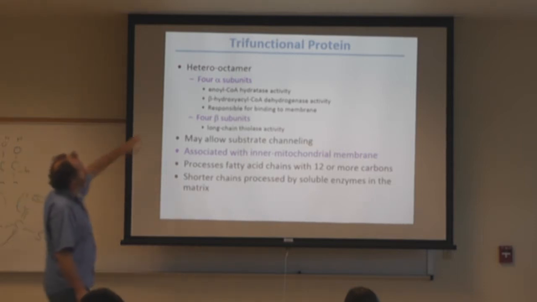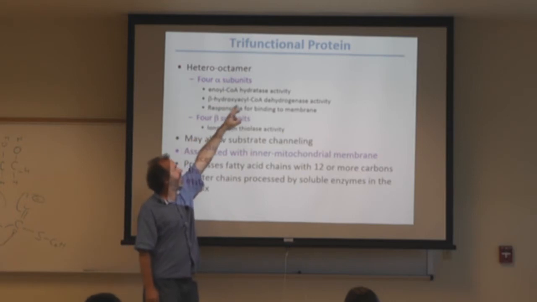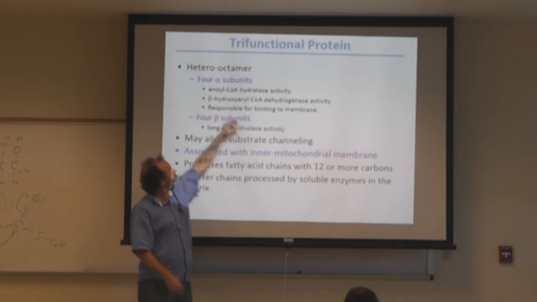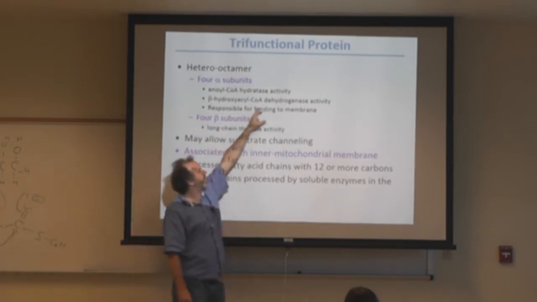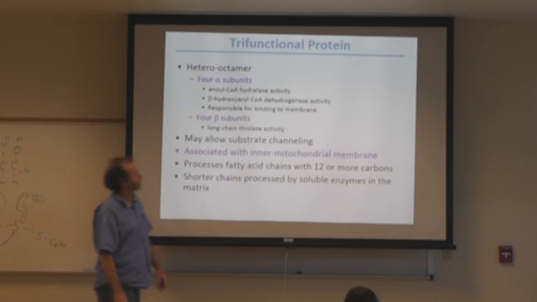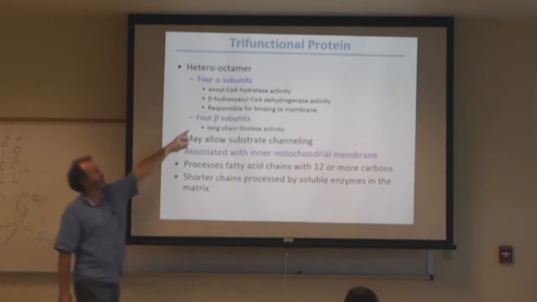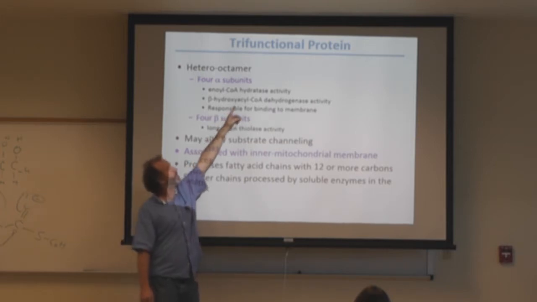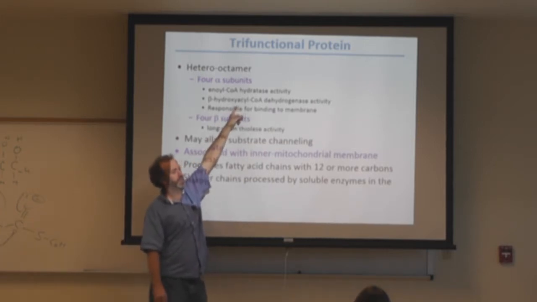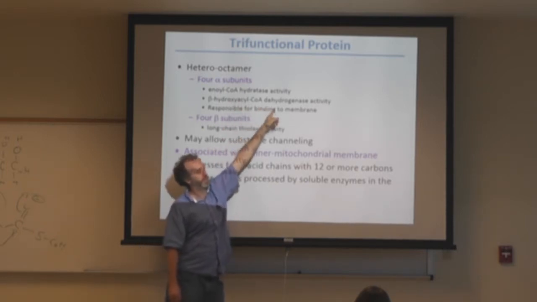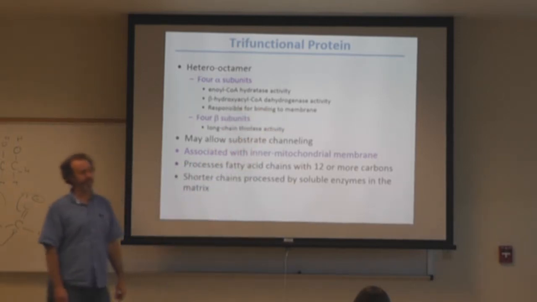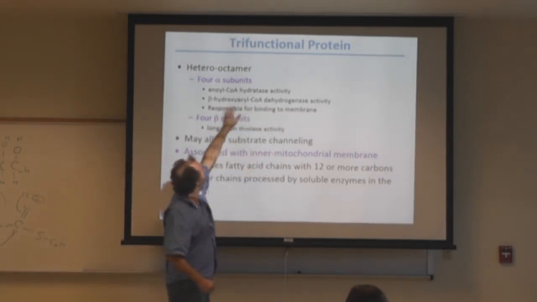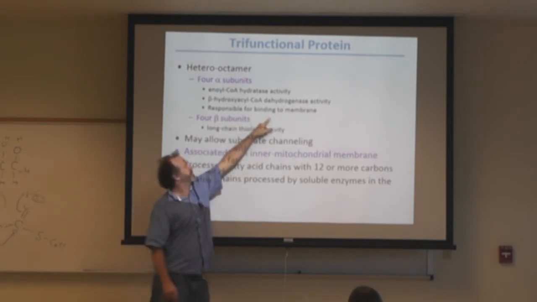So it has 4 alpha subunits that contain the enoyl-CoA hydratase activity. That's, if you remember, the hydratase adds the water across the double bond. And beta-hydroxyacyl-CoA dehydrogenase activity. Do you guys remember? I just told you a second ago, so I'm not expecting you to. What does the oxidation here? What's the electron acceptor for this reaction? No, the NAD. So it's a dehydrogenase. We're removing a hydrogen. NAD does this. It's responsible for binding to the membrane also.